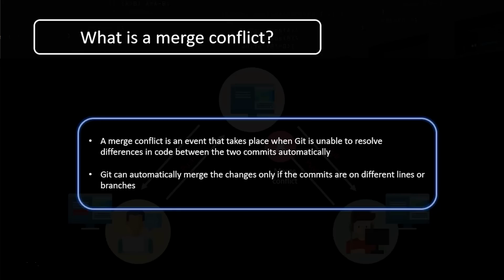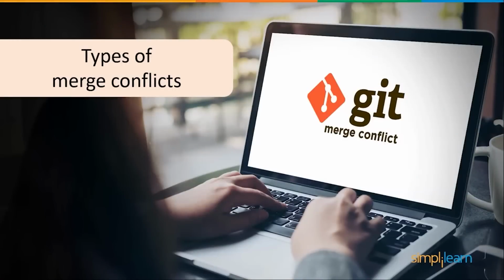Now it could be possible that one merge happens successfully, and then the next merge will be cancelled and deferred due to merge conflicts. So Git can automatically merge the changes only if the commits are on different lines or branches. If at any moment you diverge from the process and have different lines of source code, that is where merge conflicts come into the picture.